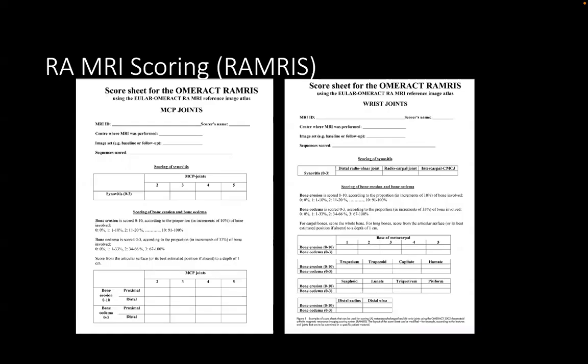There are various rheumatoid arthritis MRI scoring systems, that is the RAMRIS scoring system. Worksheets you can find on the internet, or you can make your own scoring sheet. This we will explain in the next rheumatoid arthritis case, when we will be discussing the MRI of the rheumatoid arthritis patient.